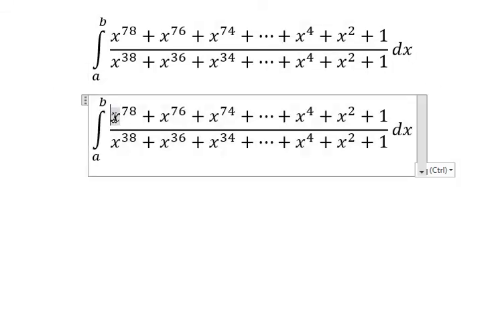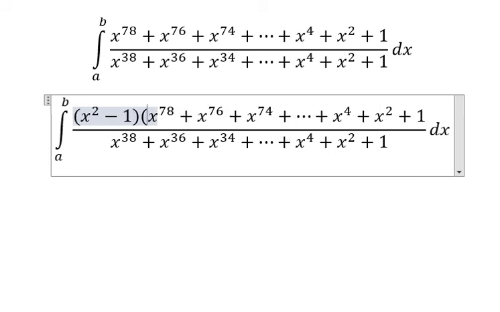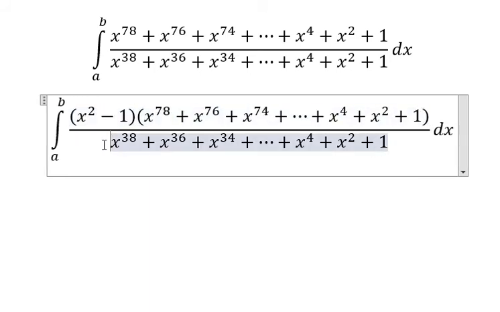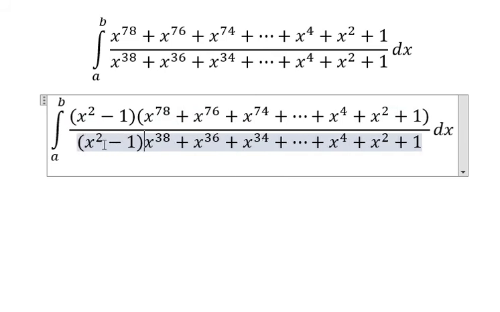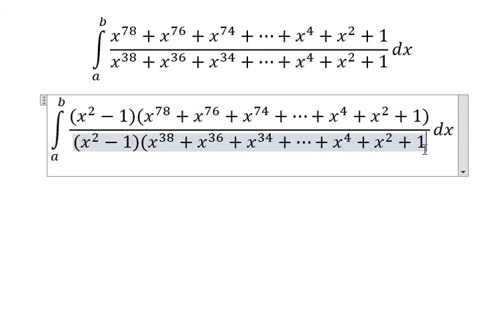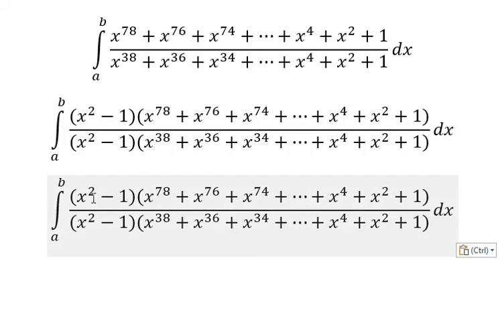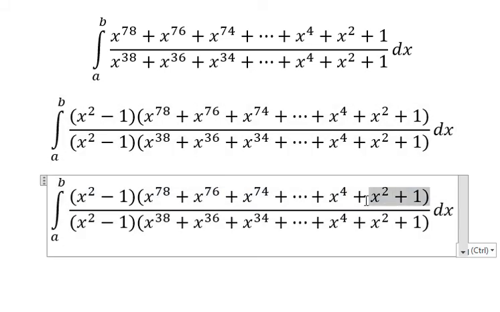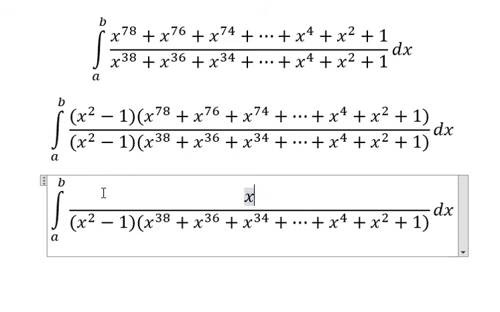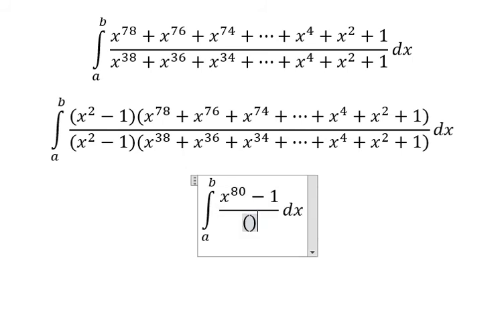We need to multiply by x squared minus 1 on numerator and denominator. So if we expand this one, we will have only x to the power of 80 minus 1. And this one, if we expand this one, you got only x to the power of 40 minus number 1.